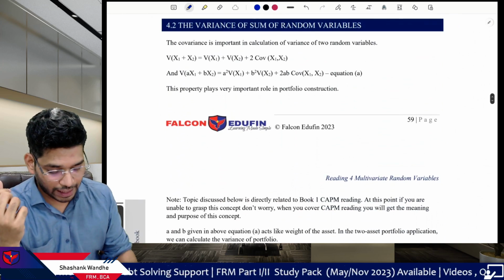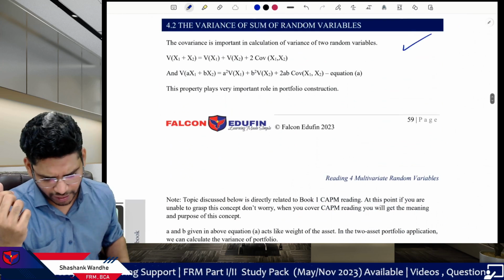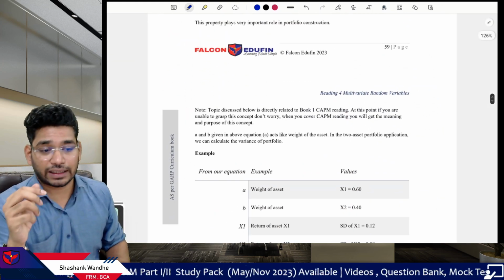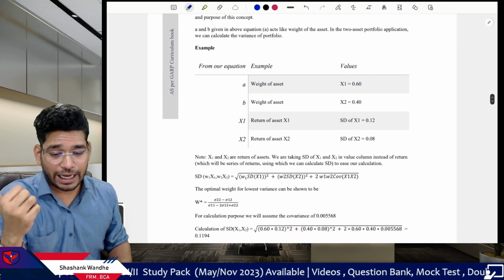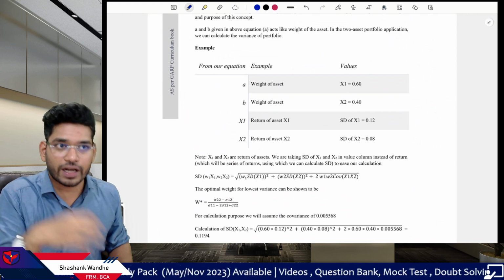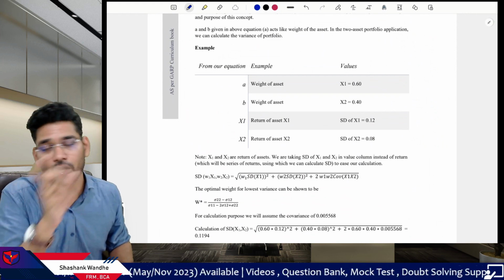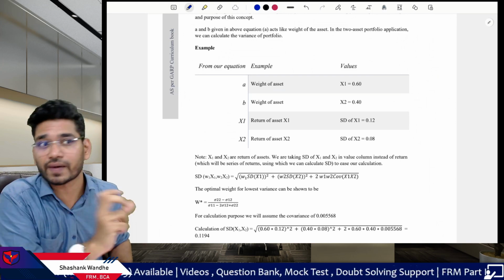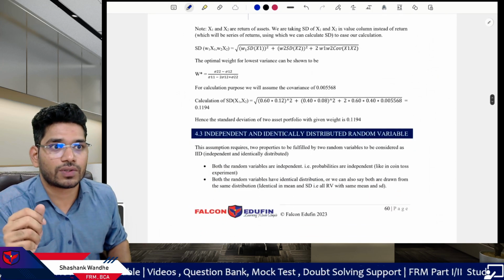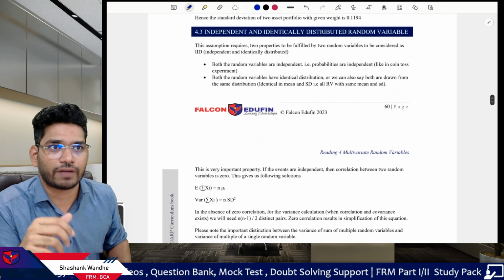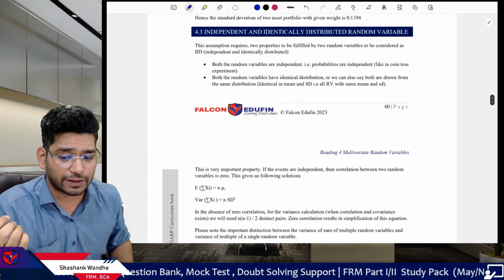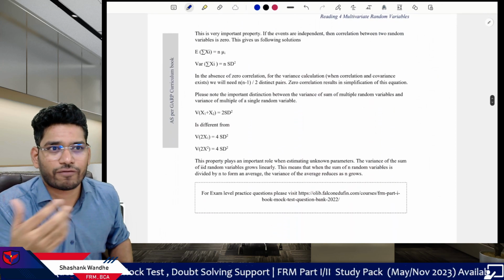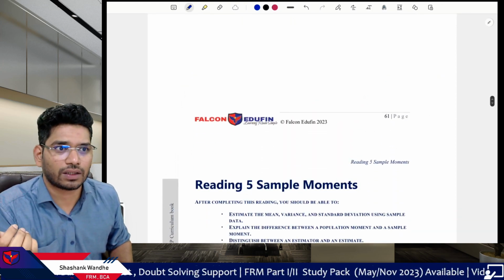Variance and sum of random variables, again, understand this because this is testable in Book 1 CAPM, the capital asset pricing model. This is the foundation for Book 1's capital asset pricing model, and FRM Part 2's value at risk or value at risk related topics. So see this. Then we have independent and identically distributed random variables, and again you have to understand it. So how things work, remember it.